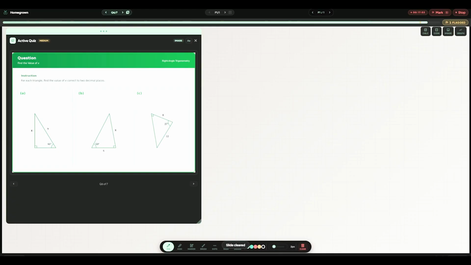Alright, so let's do another one. For B, we have a very skewed right angle triangle, so this is not an accurate drawing. X, 53 degrees, and we have 6.